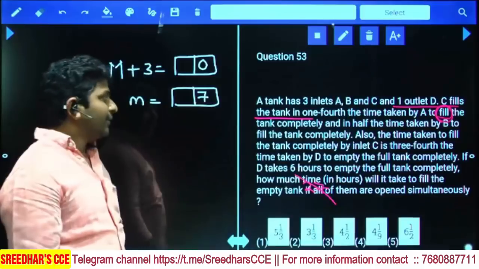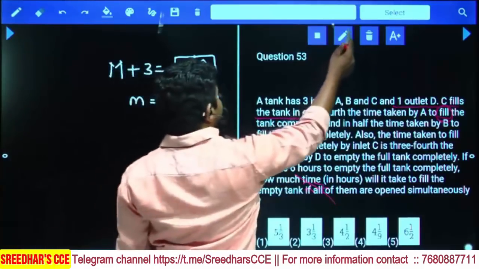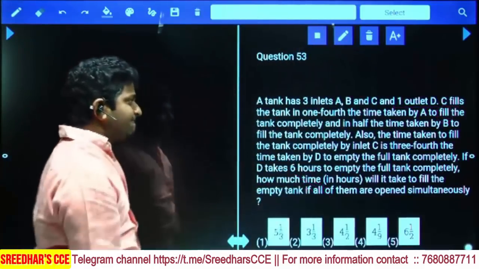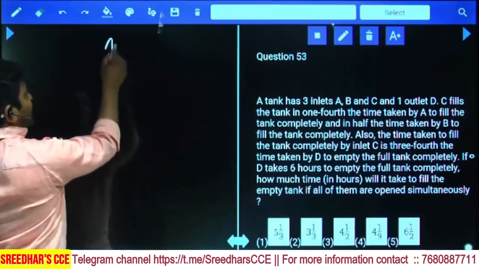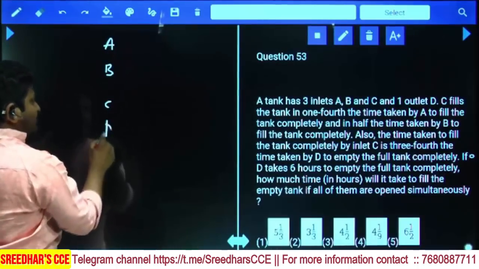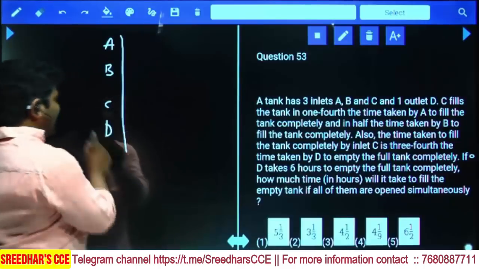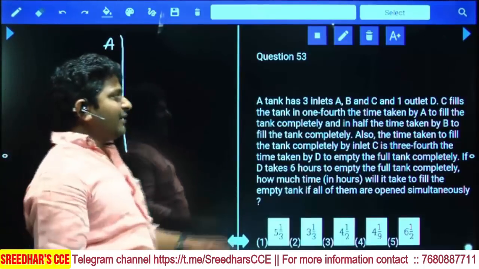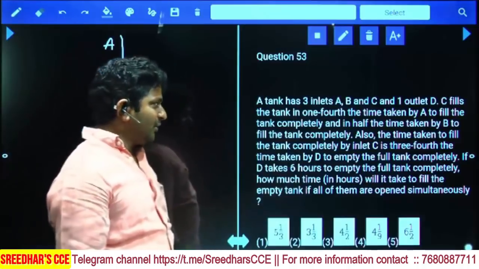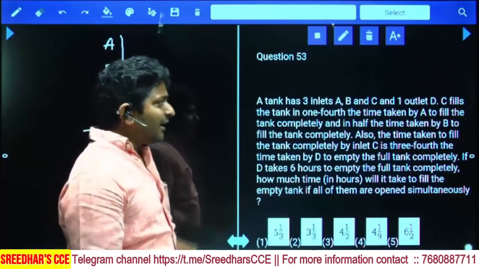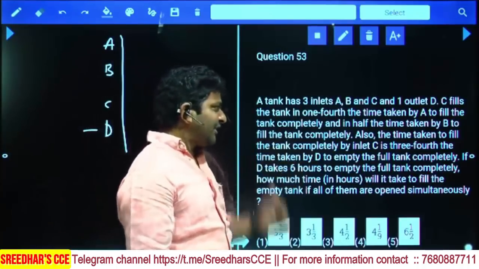Next. A tank has 3 inlets A, B, C and 1 outlet D. We have 4 taps A, B, C, D. D is the outlet. C fills the tank in 1/4 of the time taken by A to fill the tank completely, and in half the time taken by B to fill the tank completely.